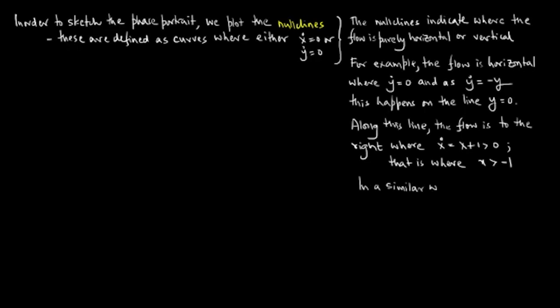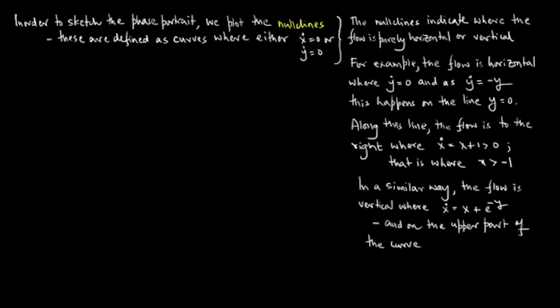In a similar way, the flow is vertical where x dot is equal to x plus e to the minus y is equal to 0, and on the upper part of the curve where y is greater than 0, the flow is actually downward since y dot is less than 0.